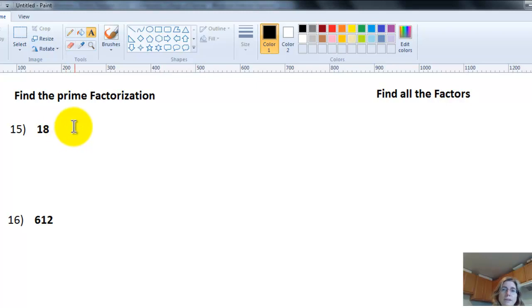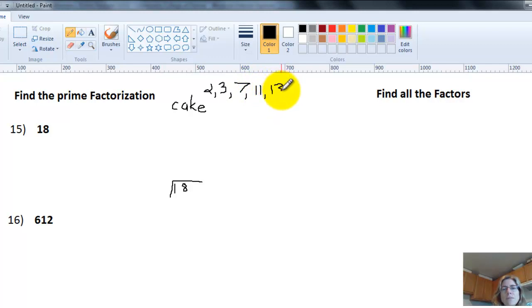there's three ways to really do this, and one of them is called the cake method, and the other is the tree. And I'll show you the cake method. You begin by doing division. You list your prime numbers on top here or somewhere on your paper: 2, 3, 7, 11, 13, and you don't have to list all the way to 100 or anything like that.